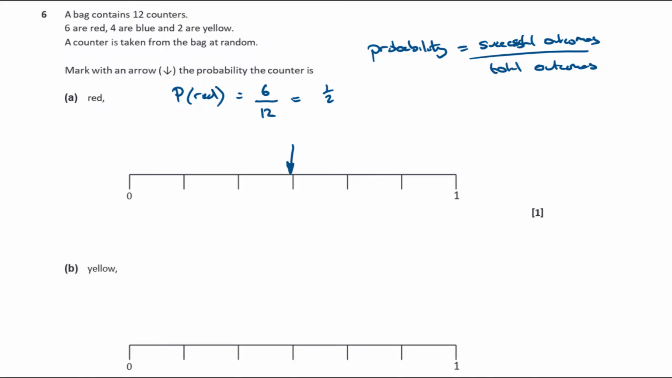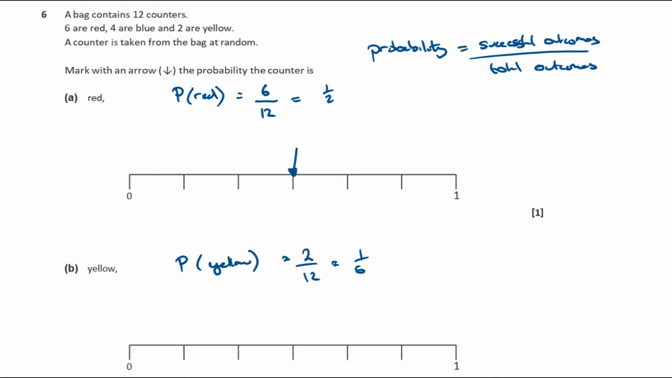So, kind of missed it. Let me just draw that again. Okay, so in the middle, half. What about yellow? So probability of yellow then. How many yellow counters are there? There are 2 out of a total of 12, which is the same thing as 1/6.